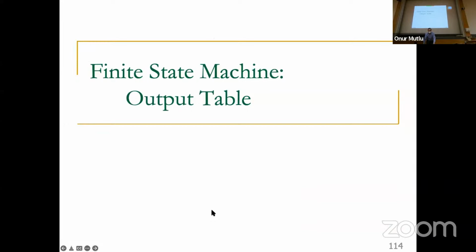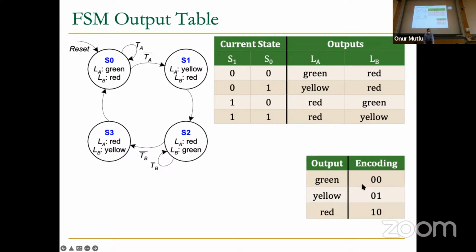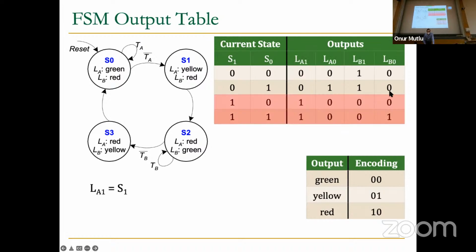Okay, output table, similar thing. Your outputs are dependent on the current state in this particular case. You construct a truth table based on your outputs on the lights, and you need to give an output encoding. Green, yellow, red need to have some encoding because we're dealing with bits, right? And there are 3 states, so you need to have 2 bits. You cannot represent 3 states with 1 bit. Okay, and then these are your outputs. Basically, each of the lights have 2 bits, as you can see.